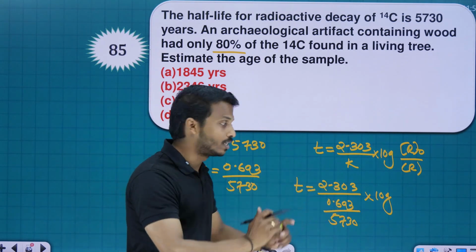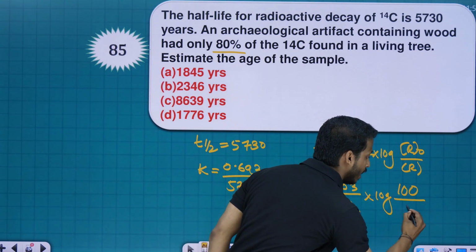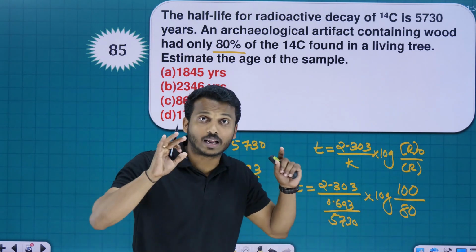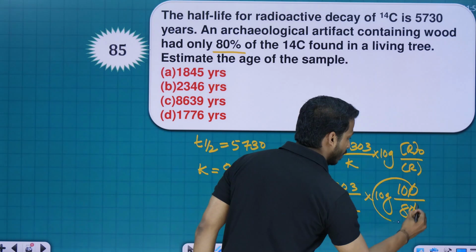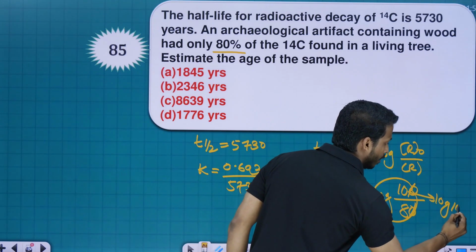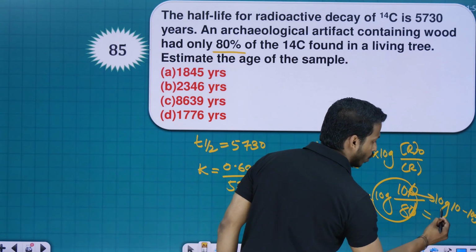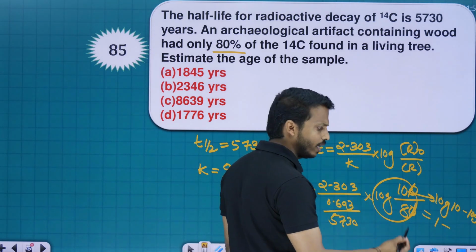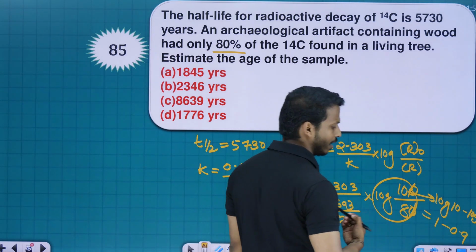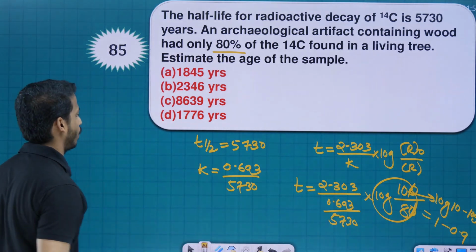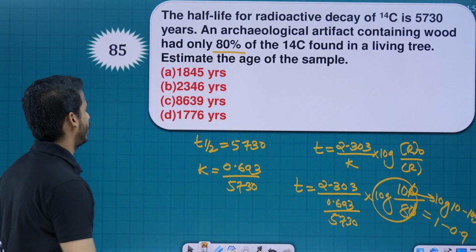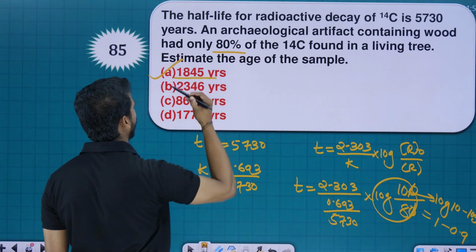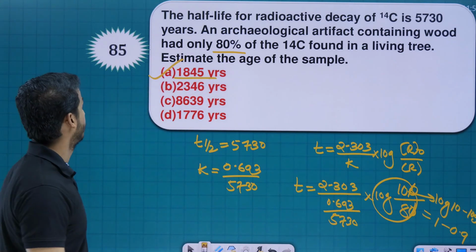80% only remains, which means initially you have 100, 80% is what is remaining, that should be in the denominator. All right. So what is log 10 by 8? Log 10 minus log 8. What is log 10? 1. Log 8, I think we discussed around 0.9, right? So it will be 0.1. Okay. So that way we are able to calculate the time. So the time is around 1845 years.